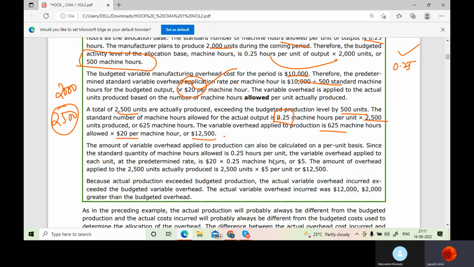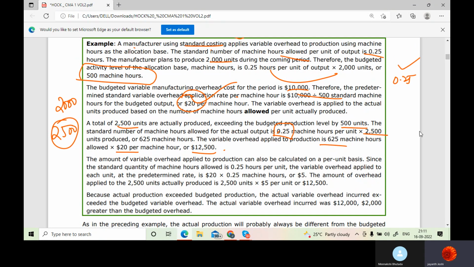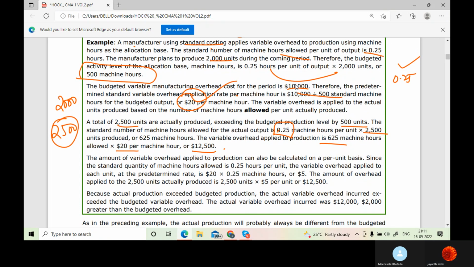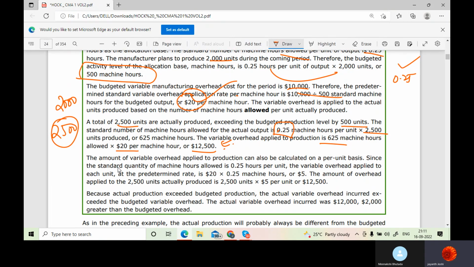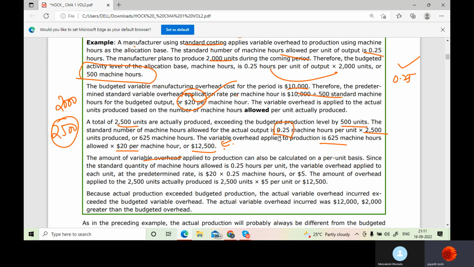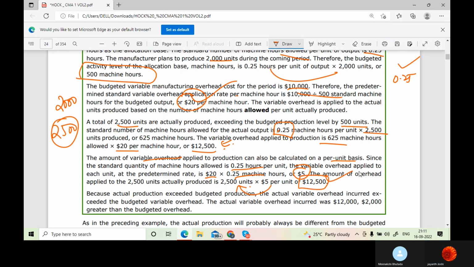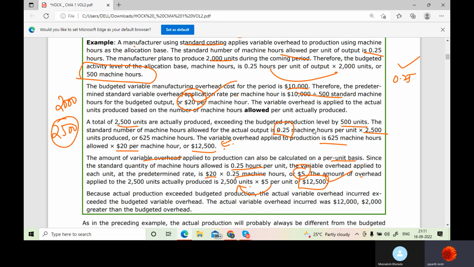So for 2000 hours, your overhead was how much? 10,000, this much you're getting, not 2500. So the amount of variable overhead applied to production can also be calculated on a per unit basis. Let's say since this much is allowed, $20 is your rate, so $5 you get as the overhead rate per unit. Multiply with your number of units, you get the overhead. So either you can do it in this way or in this way. Whatever you think is simpler, you can apply.